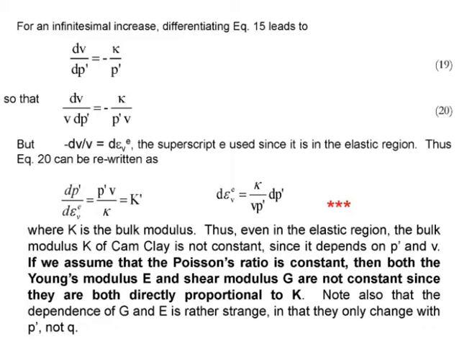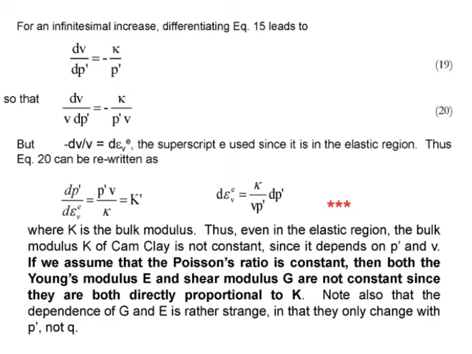But you realize that dV over V is actually the elastic volumetric strain increment, d epsilon_v^e, which we defined previously. So d epsilon_v^e over dP' equals minus kappa over P' V. Take the reciprocal of both the left-hand side and the right-hand side. The reciprocal of the left-hand side comes out as dP' over d epsilon_v^e.